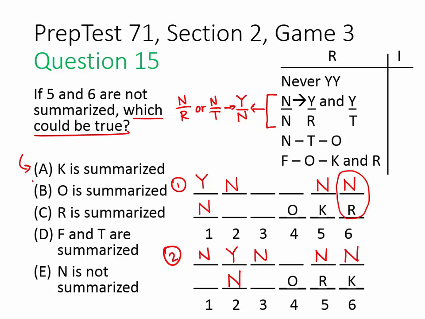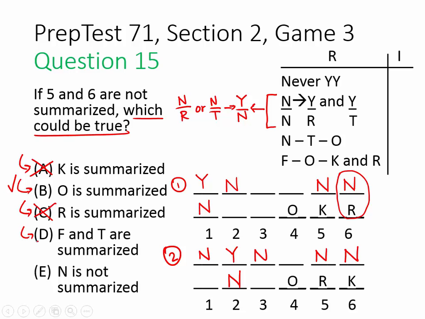So it says which could be true. K is summarized. Well, right off the bat, we know for a fact that K is not summarized in either option, so that's out. O is summarized. Well, we actually haven't labeled O in either of our options yet, so this one's looking pretty promising. Let's put a check mark here and move on to the next one. R is summarized. We know for a fact that R is not summarized in either one.